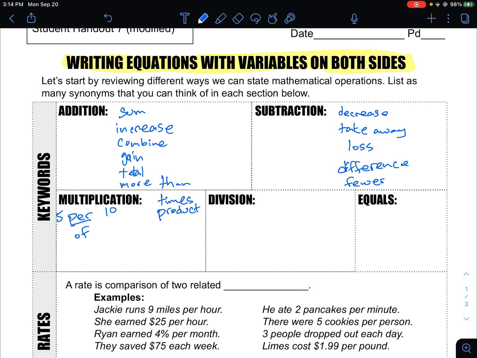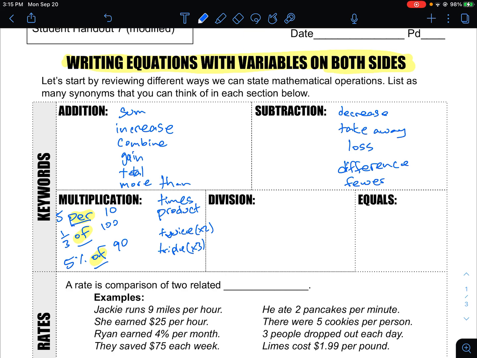Or if you said of, what do you think? Like 1/3 of. Normally it's a fraction, 1/3 of 100. Or like 5% of 90 would be an example of using the words per and of in multiplication. And those are probably the most common. But you might see like twice or triple. Twice means times 2.